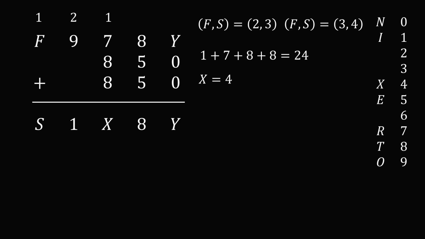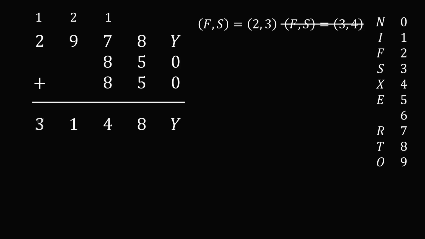So let's mark that in the column and let's put that into the sum. Since x is equal to 4, we know that s cannot be equal to 4, so we will eliminate the possibility that f and s are equal to 3 and 4. And the only possibility that remains is f and s are equal to 2 and 3. So f must be equal to 2 and s must be equal to 3.